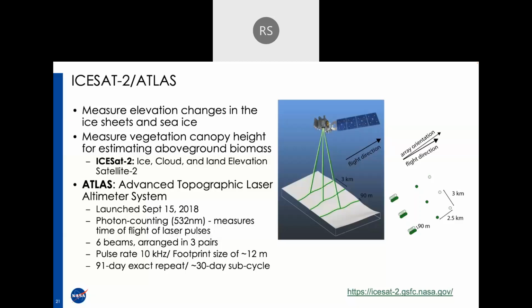The ATLAS instrument on board ICESat-2 is a photon counting lidar and measures the surface of the Earth. It was launched in 2018 and has been collecting data for more than 4 years now. ATLAS collects data along 6 tracks grouped into a pair of 3, and these 6 ground tracks make about a 6-kilometer wide path along the flight direction. It has a repeat rate of 91 days. More information about the ICESat-2 instrument is available on this website.